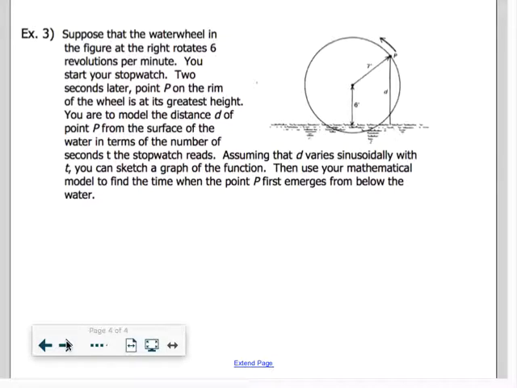So it says, suppose that the water wheel in the figure at the right rotates 6 revolutions per minute. You start your stopwatch. 2 seconds later, point P on the rim of the wheel is at its greatest height. You are to model the distance d of point P from the surface of the water in terms of the number of seconds t the stopwatch reads. Assuming that d varies sinusoidally with t, you can sketch a graph of the function. Then use your mathematical model to find the time when the point P first emerges from below the water.